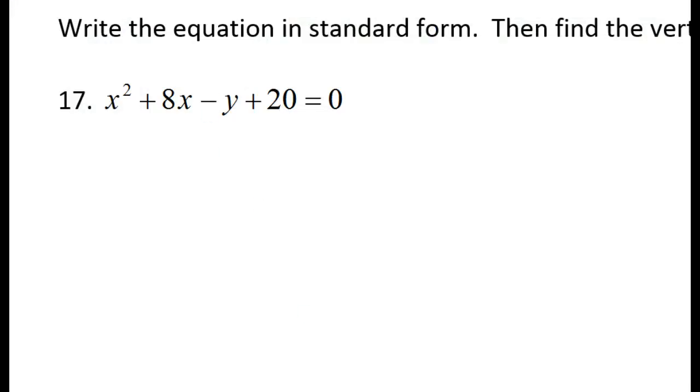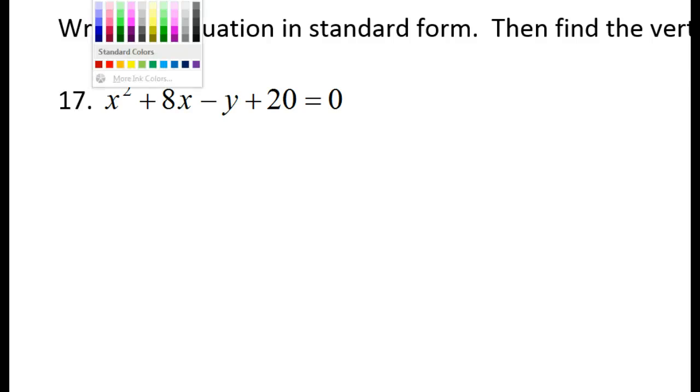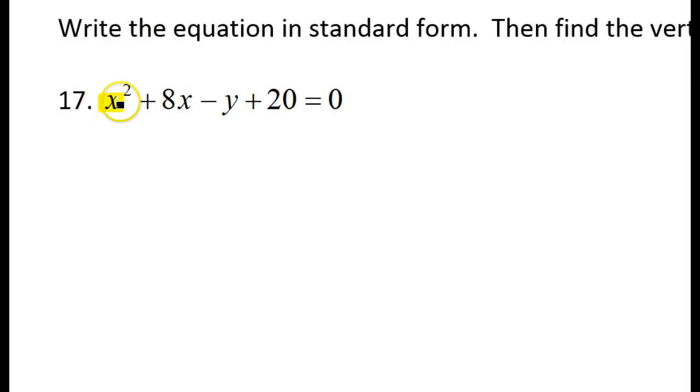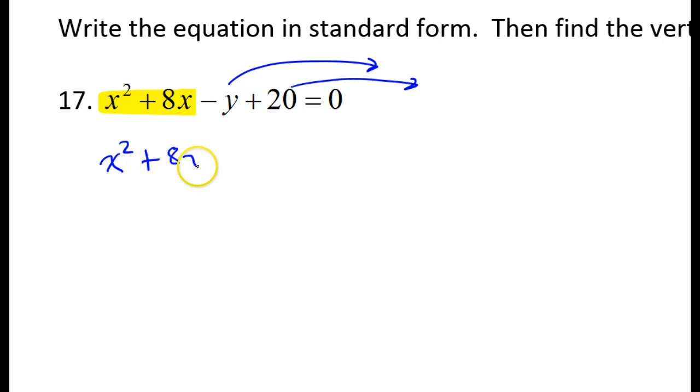So for that reason, we're going to make sure that all the terms that have x's in them will stay on the left side of the equation. Everything else should be moved to the right-hand side of the equation. So add or subtract as needed to move everything else to the right-hand side. That will leave us with x squared plus 8x. Okay, and then on the other side, now I will have a positive y minus 20.